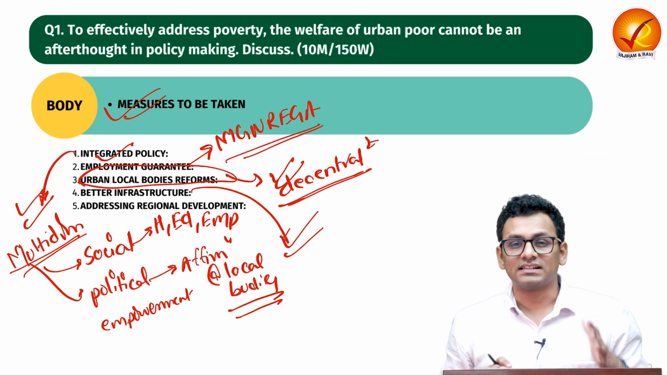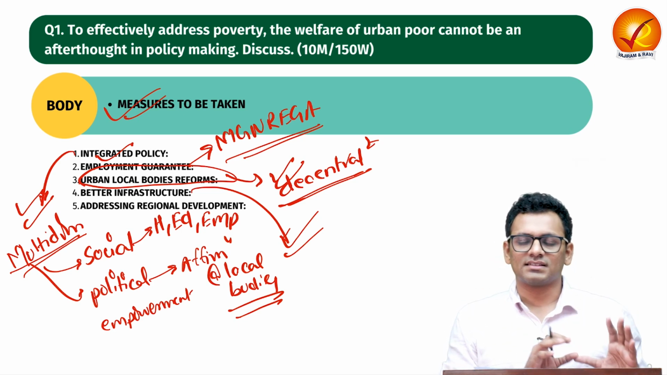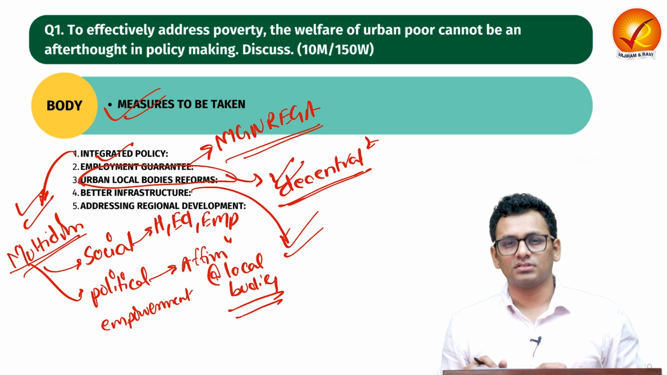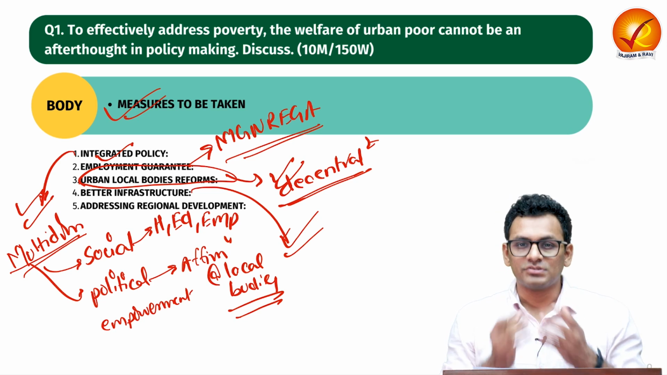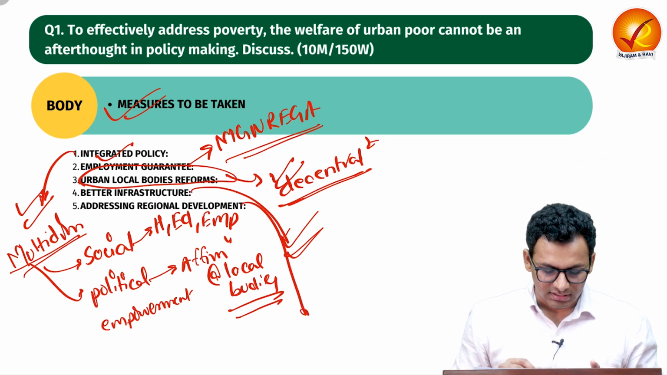You can talk about sanitation, you can talk about access of water. So, these are various kinds of factors which can come under better infrastructure. You can also talk about housing and all, right. So, that is better infrastructure. And the last is regional development.